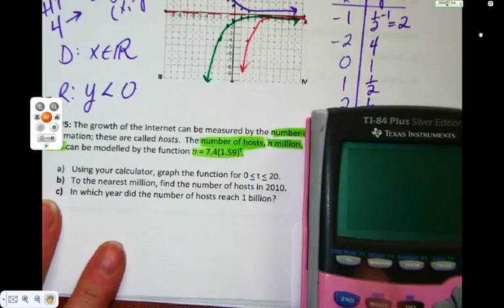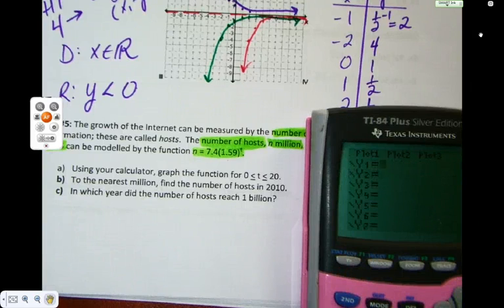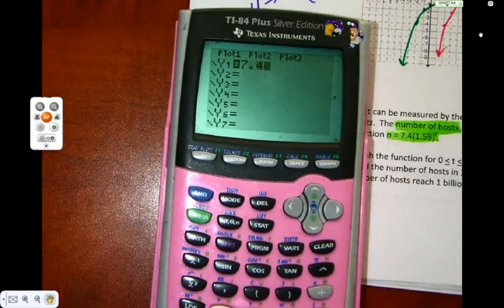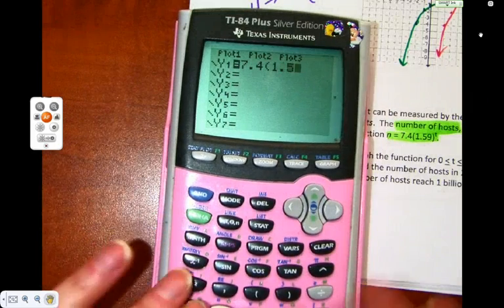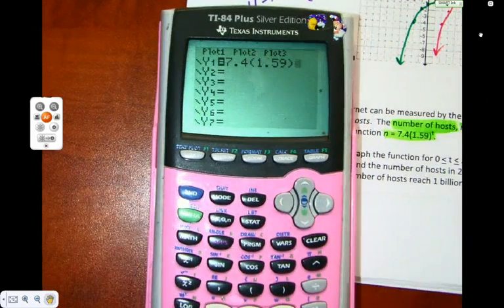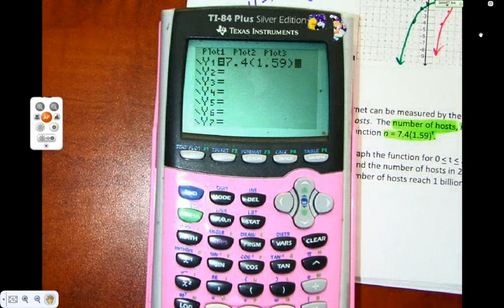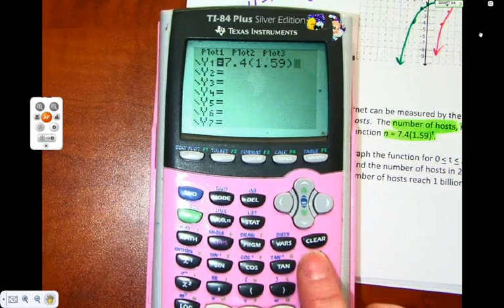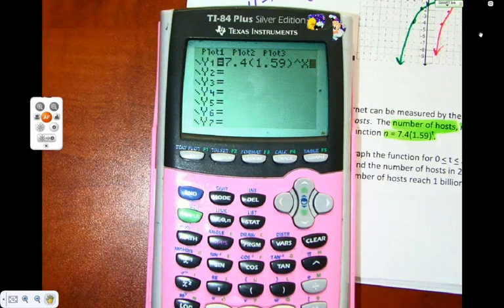Okay, so question 1 is just saying graph, so go into your y equals, clear out any crap you might have in there. Okay, typing in exactly what it says, so 7.4, 1.59. How do I do an exponent? Okay, what do we call it in math? Call it a hat. What does everyone else call it in every other science? Caret. It's called a caret. And then we're just going to use x because we don't have a t at this point, just x, just a variable.